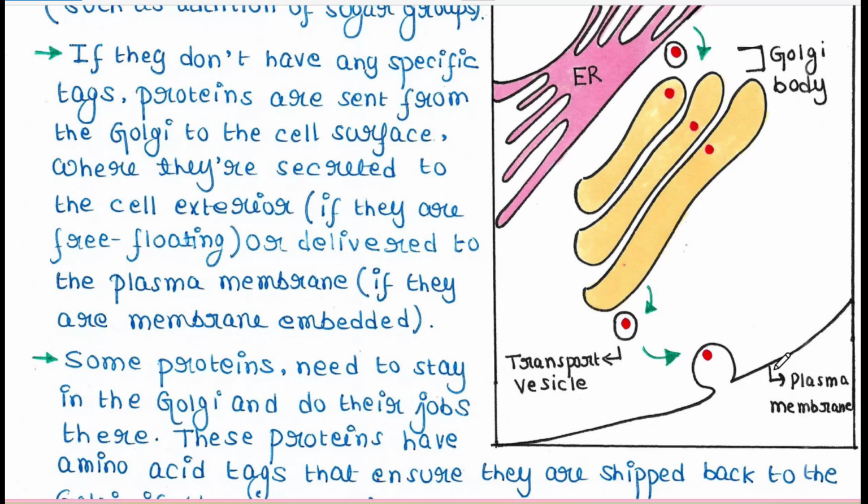So some proteins will exit the Golgi body and they will be transported to the cell surface via transport vesicles. These proteins are of two types. If they are free floating, then they will be secreted to the cell exterior. If they are membrane embedded, they will be delivered to the plasma membrane.